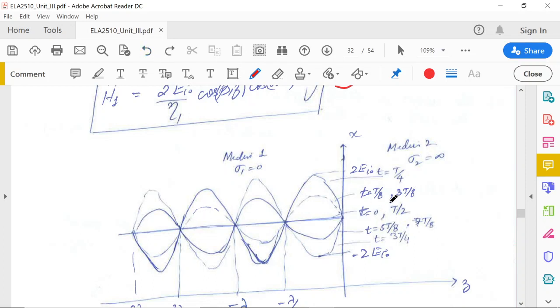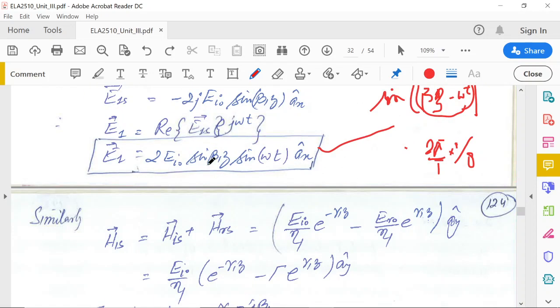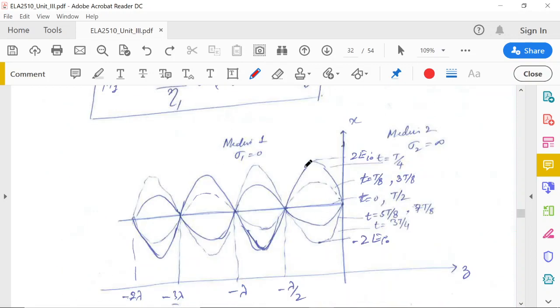When t equals T by 4, then it will be sine pi by 2, and you will get here the magnitude 2 E i naught sine beta 1z. Similarly, at 3T by 8 you will get this expression, and at T by 2 you again get 0, and so on. So this wave oscillates in the same place. It seems to be not moving, but standing in a particular place.